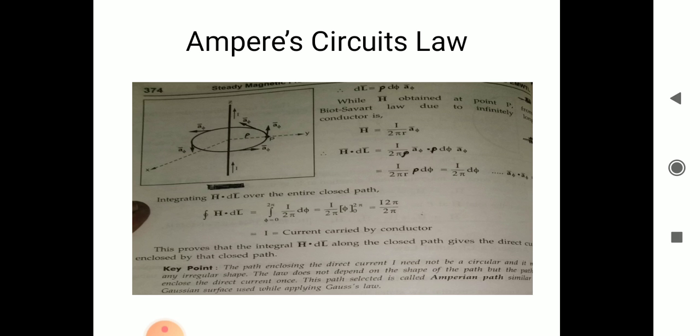magnetic field intensity, that is H bar, exists according to the coordinate system used. Step 4, find H bar dot dl, that is dot product. Make sure that dl bar and H bar are in the same direction. Step 5, find the integral of H bar dot dl bar around a closed path assumed and equate it to current I enclosed by the path.